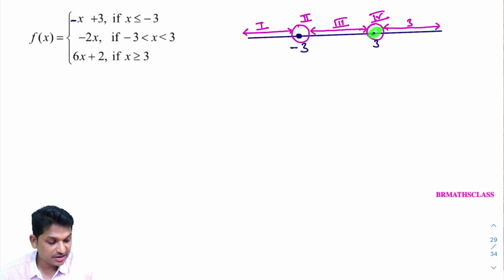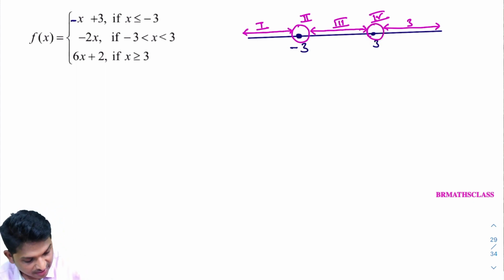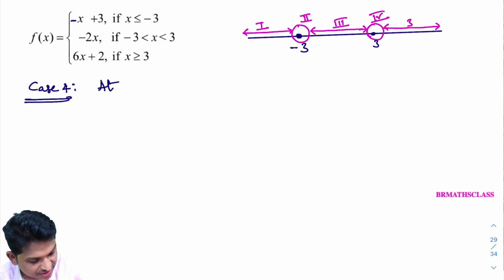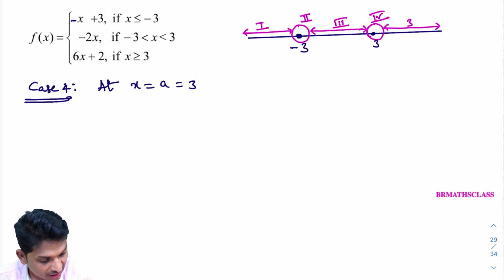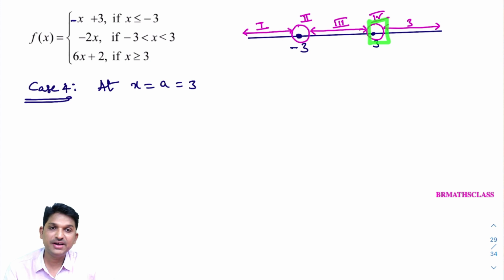So this case 4 is going on now. At x equal to 3, I am checking. Okay, case 4. These problems are lengthy problems, right? But easy only if you understand the concept. At x equal to a value is 3. I am checking continuity at only one point here, at x equal to 3.